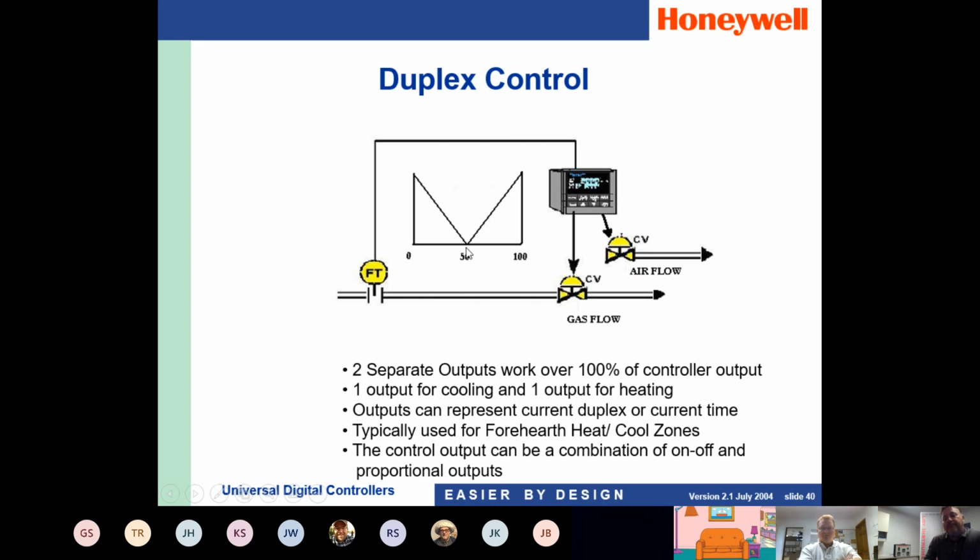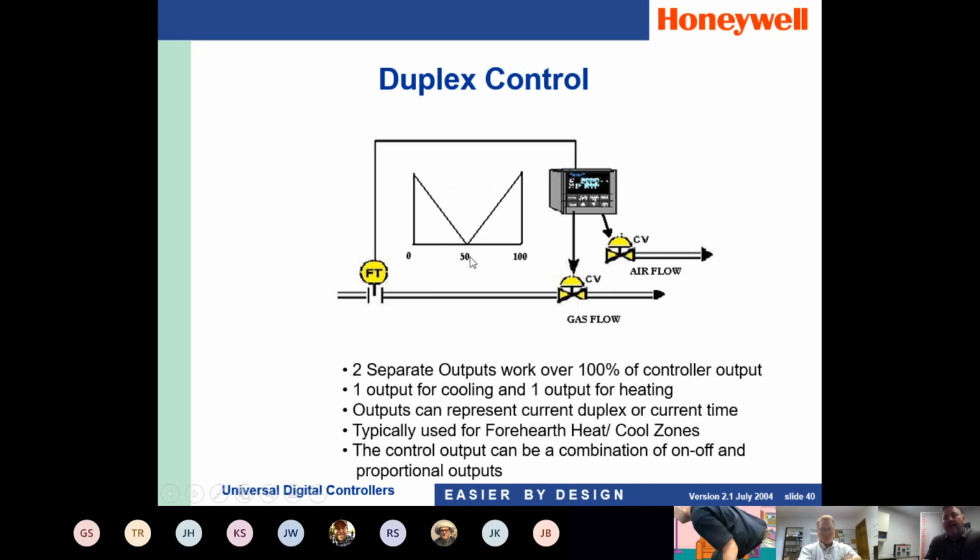So you can see if we had a graph that was 0 to 100% on the bottom, 0 to 50% would be cooling. So that means that at 50%, if I was using a cooling 4 to 20 milliamp output, 4 milliamps would be at 50, 20 milliamps would be at 0. So at 0%, I have full cooling.